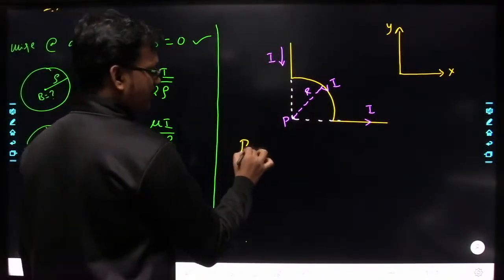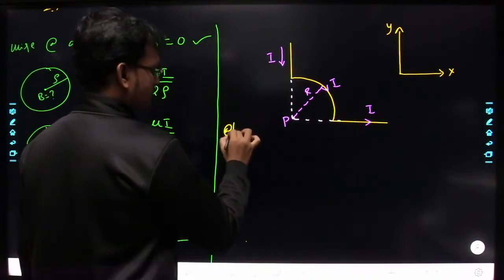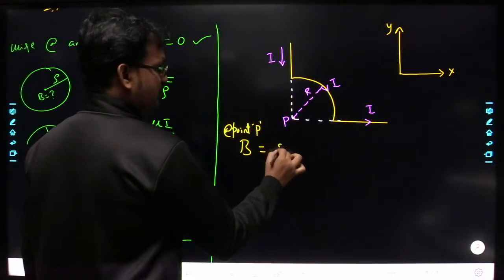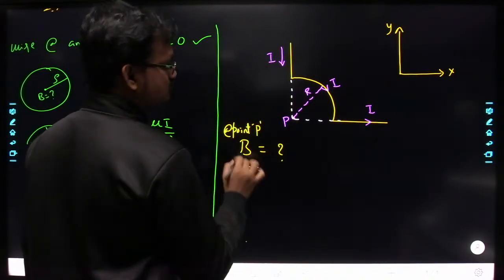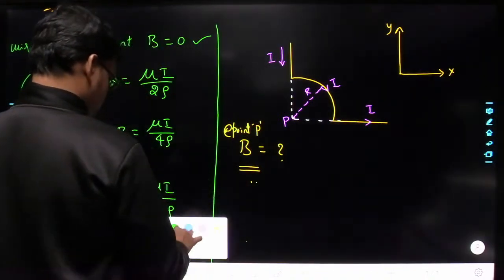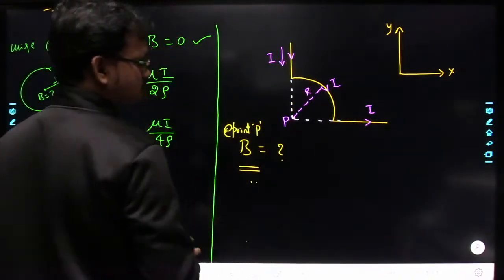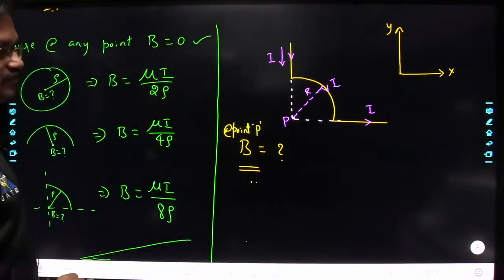What is the B field at point P? At point P, what is the B field? Tell me.